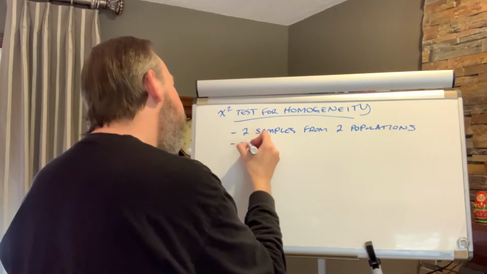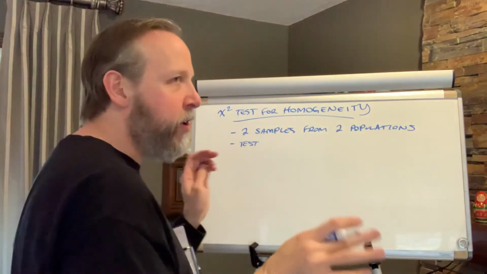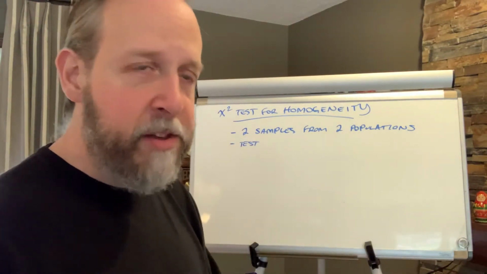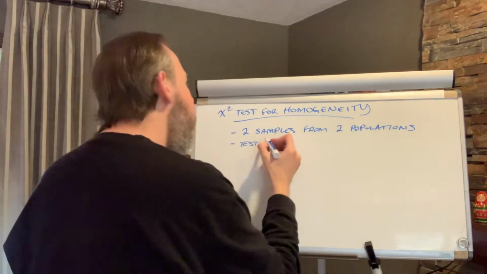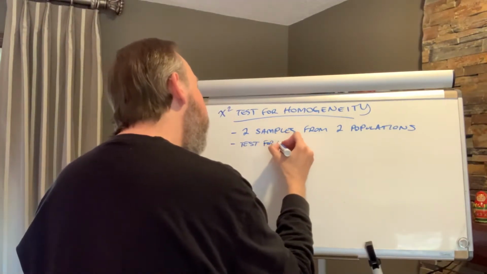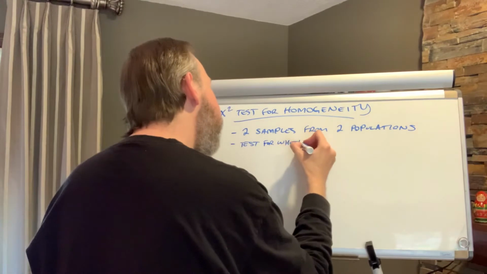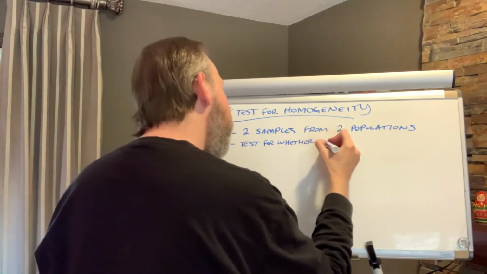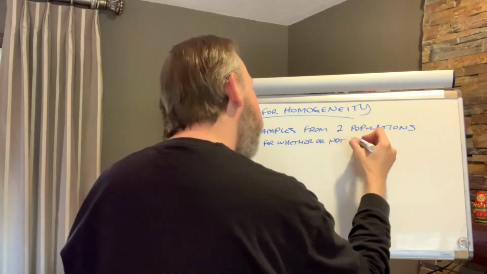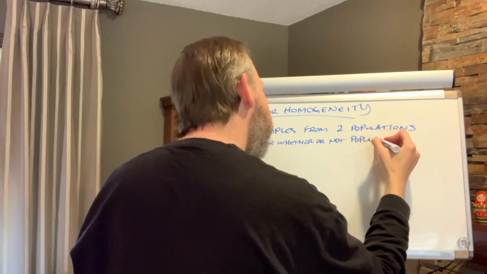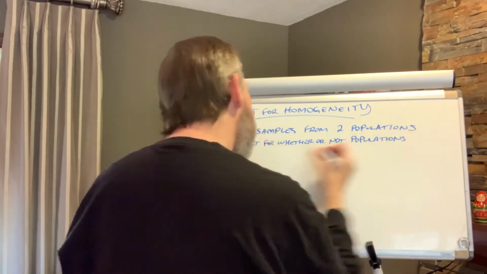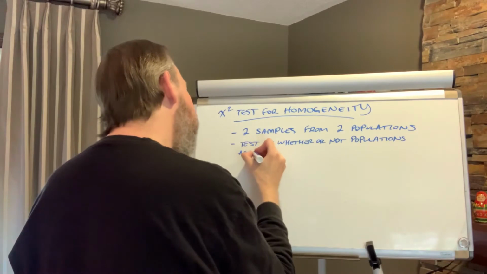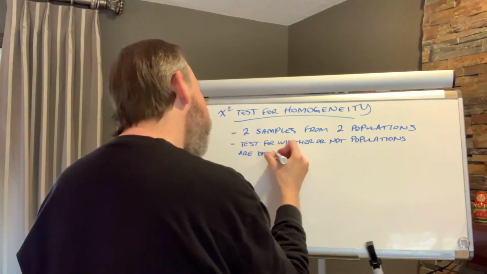It doesn't test for an association. The word association is used for the independence tests. It tests for, we'll say, whether or not the populations are distributed equally or distributed the same. I'll say that.